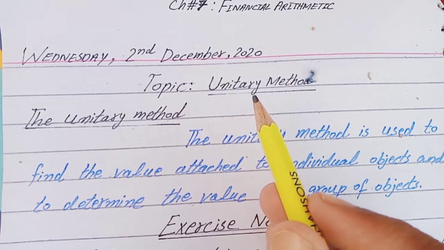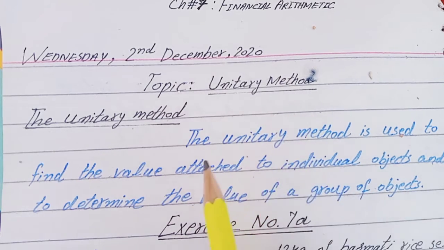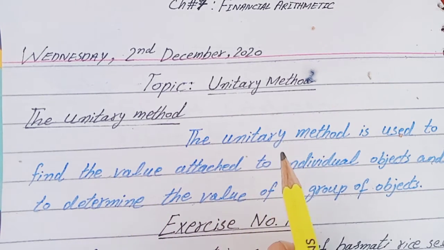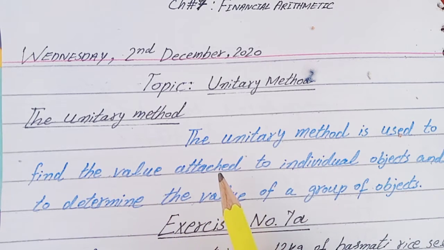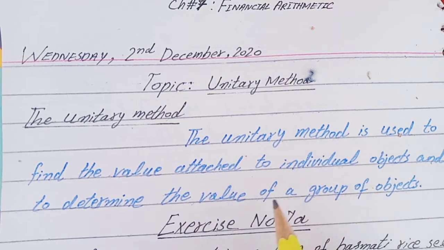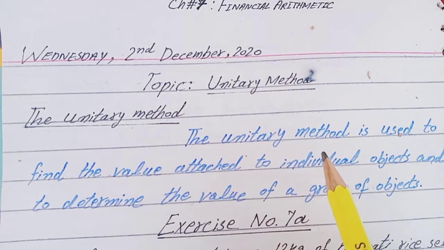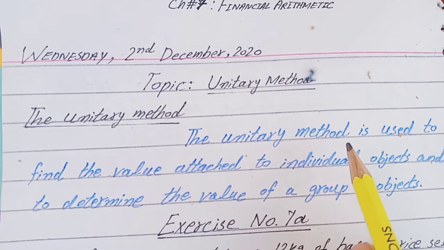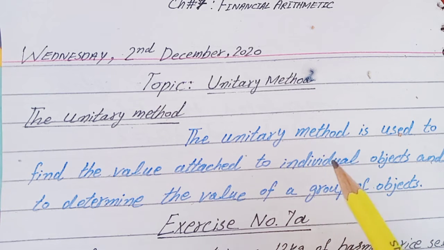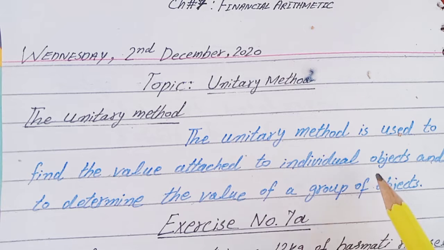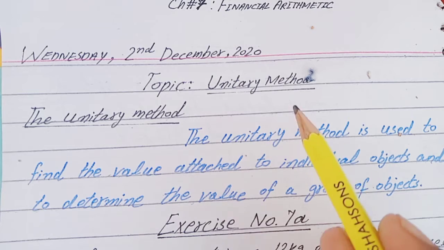The topic of today's discussion is the unitary method. What is the unitary method? The unitary method is used to find the value attached to individual objects and to determine the value of a group of objects. In this method, first of all, we will find the value of a single object, and then by this single object's cost, we will find the cost of a group of objects, meaning many objects. So in exercise number 7a, we will do the unitary method.